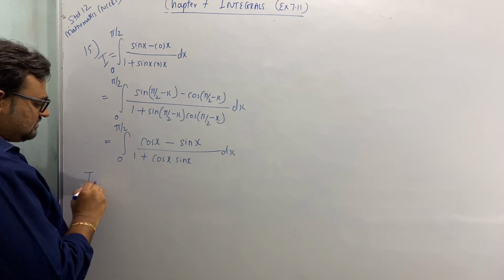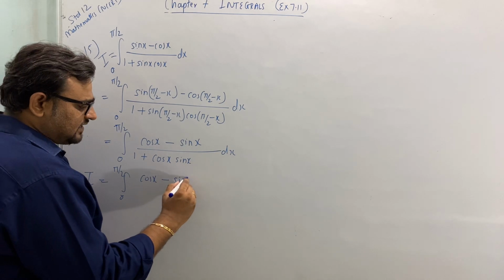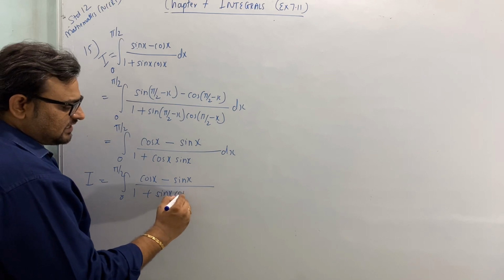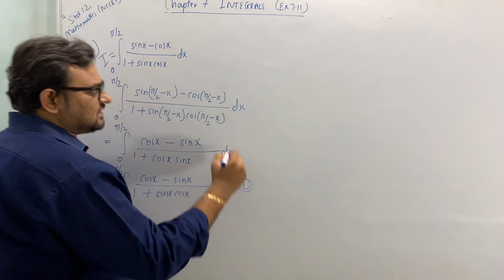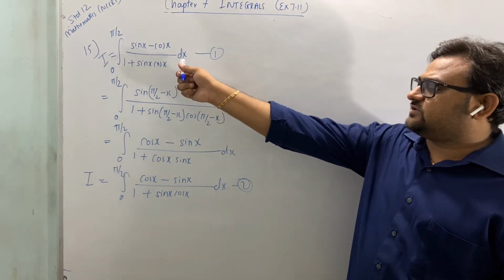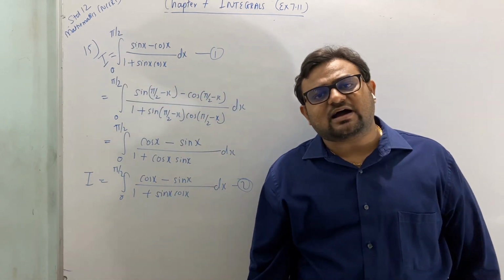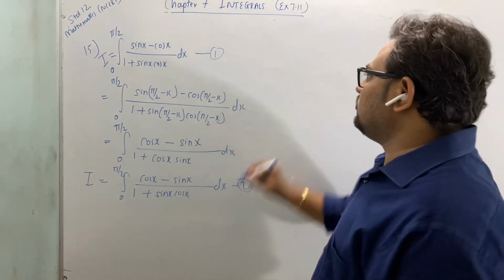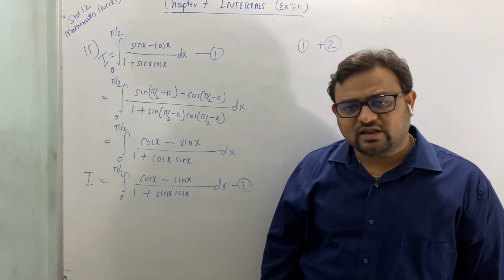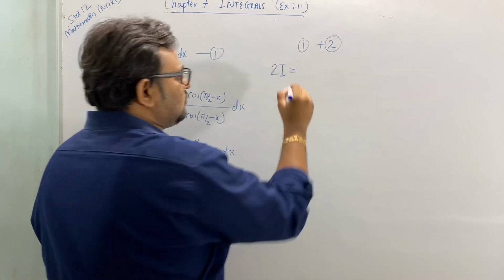Okay, let's rearrange it. 0 to pi by 2 cos x minus sin x upon 1 plus, I'm writing here first, sin x cos x dx. Let's name this question as 1 and this as 2. Now see, in number 1 and number 2, the denominators are the same. So what I will do is add 1 and 2. Clear? I will add both. So I plus I will be equal to 2I.